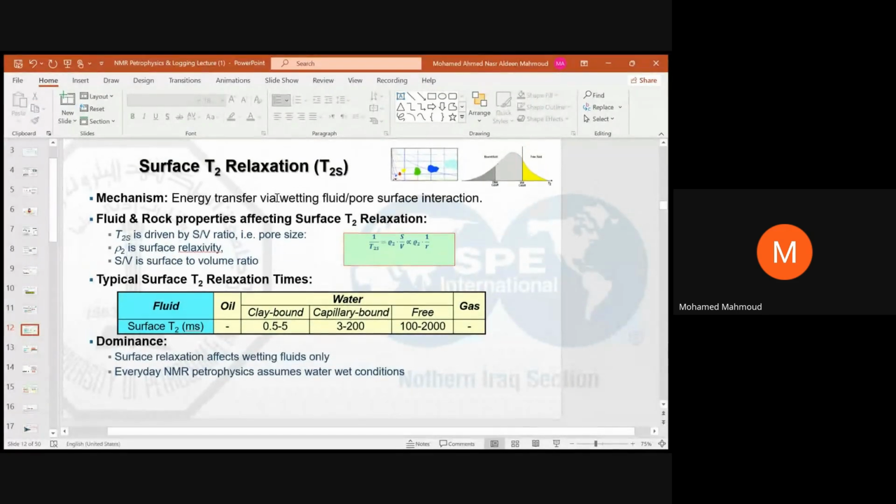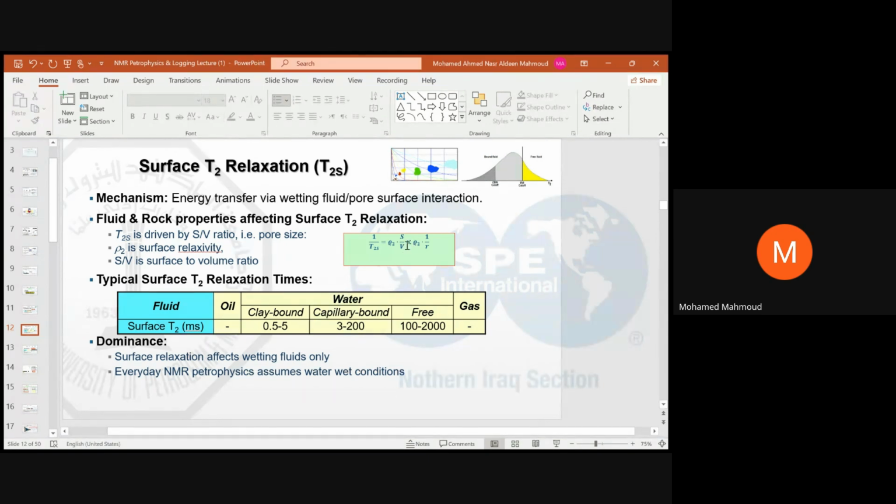For the second one, the surface relaxation, which is the most important one in the T2 relaxation. Surface means the rock surface. So basically, this is the time it takes for the nuclei to actually relax at the surface of the rock. So this will be a strong function of the pore geometry or the pore characteristics, which is related to the porosity. So this is a function of what we call the surface relaxivity, this term rho, and also the S over V ratio, which is the surface area to the volume ratio of the pore itself.